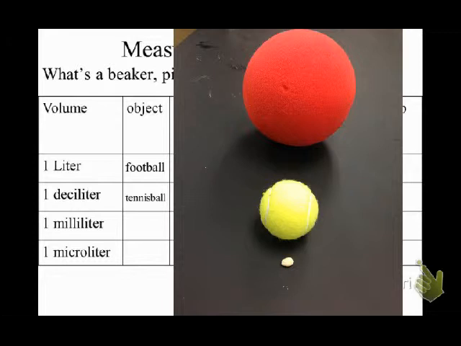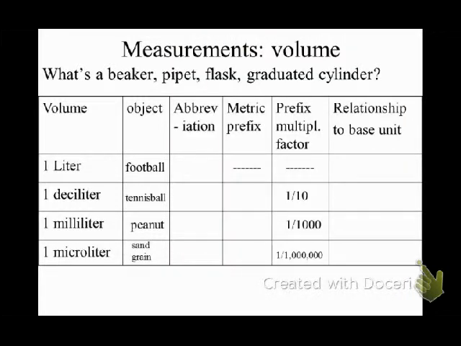The milliliter, 1/1000th the size of a liter. That's the size of about a peanut. And the microliter, 1/1,000,000th of a liter, that's about the size of a few grains of sand. We see that we still have milli as a metric prefix that means 1/1000, and micro, the metric prefix that means 1/1,000,000, just like they did for length.